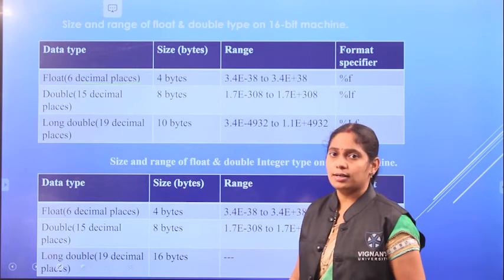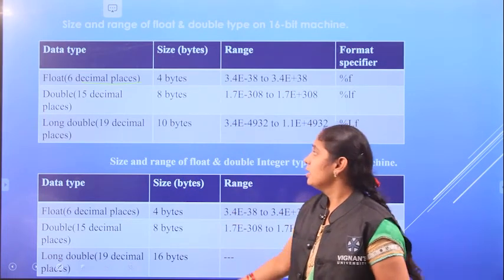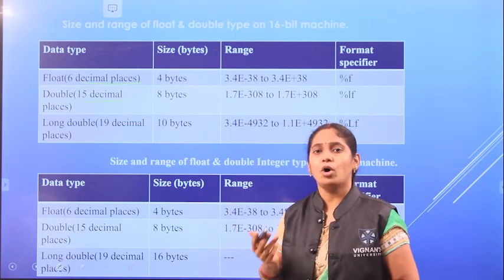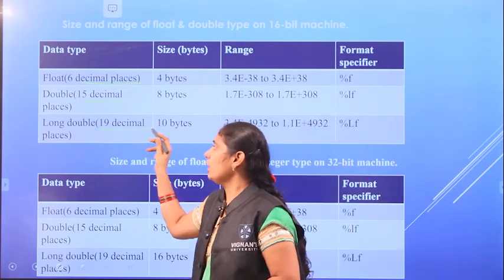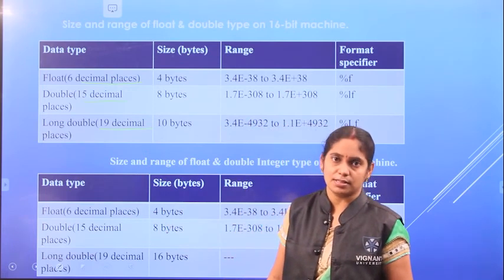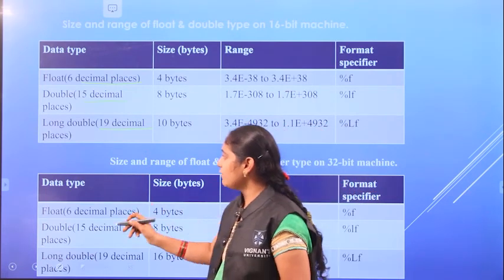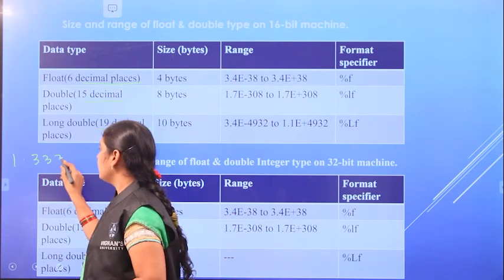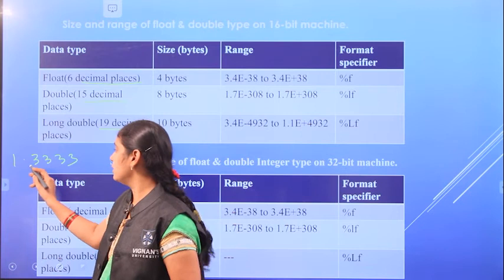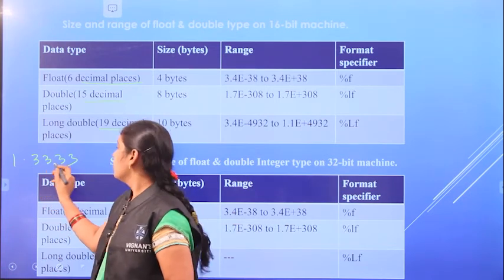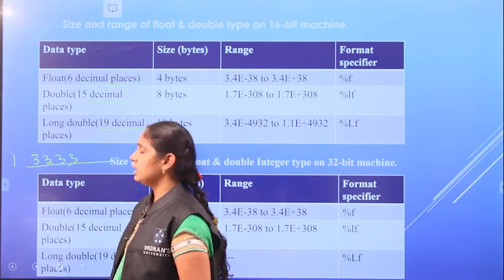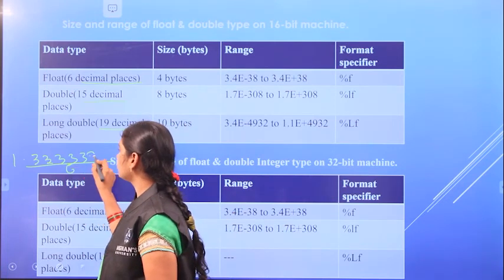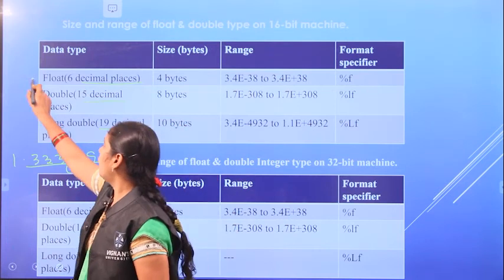Float can store 6 decimal places and double can store 15 decimal places. If you have more than that, then we will move to long double, which can store 19 decimal places. Suppose we have a value like 1.33333; if we divide something, sometimes we get a number like 1.33333 and so on. If it is 6 digits, then we can take a float.